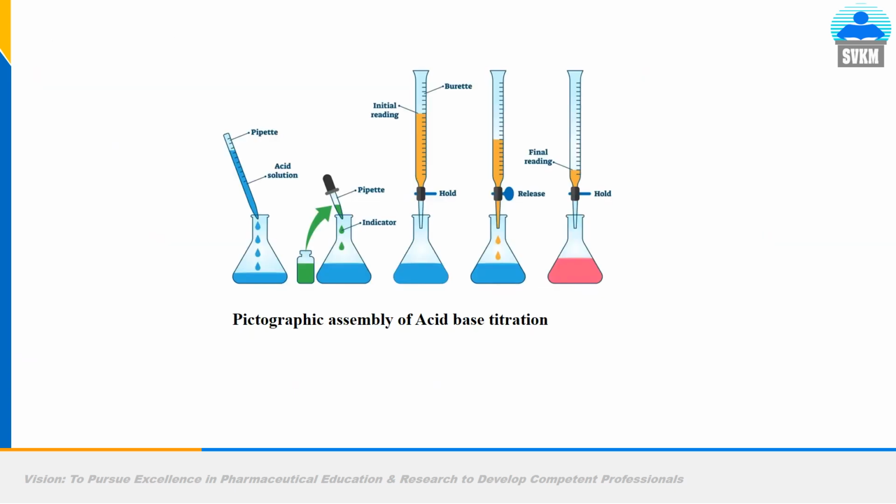Next, this is a pictographic assembly of an acid-base titration, in which you can see there are multiple conical flasks which show the reaction of a known concentration added to the unknown concentration, showing the change in color with the use of the indicator we are using. The most universally used indicator is phenolphthalein.